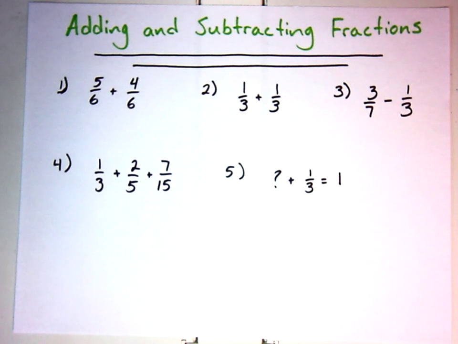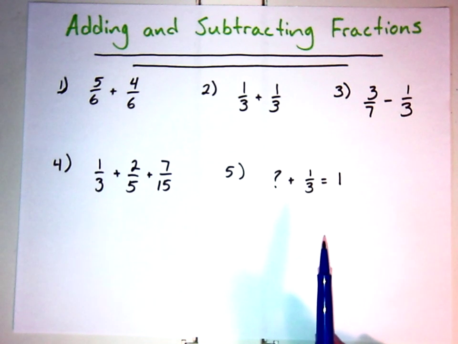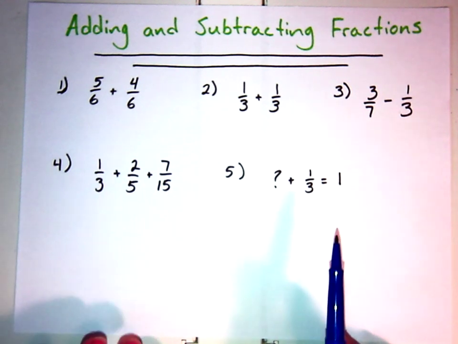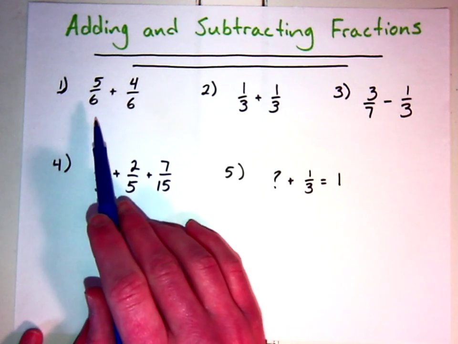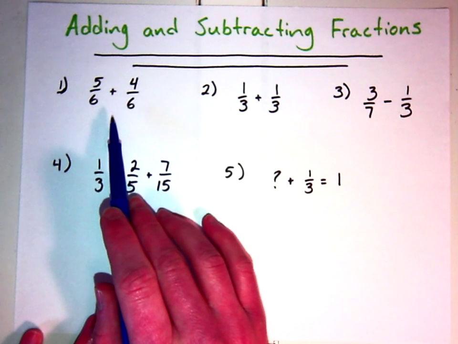We also have one of these mental math or algebra problems that's just going to challenge your thinking a little bit. So here we go. We have number 1, where it says 5/6 plus 4/6. Well, these have common denominators, so we are in good shape to do our addition.